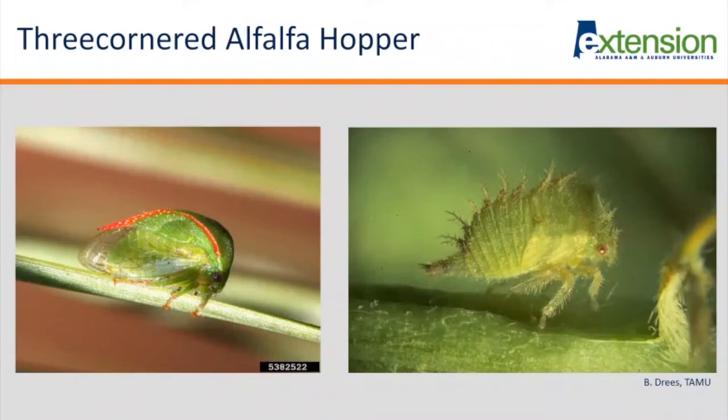The adults are highly mobile. Like I said, they jump around big time walking through the field. The immatures are pretty docile. They stay where they are on the plant, and they don't jump around and move a whole lot once they get where they are.